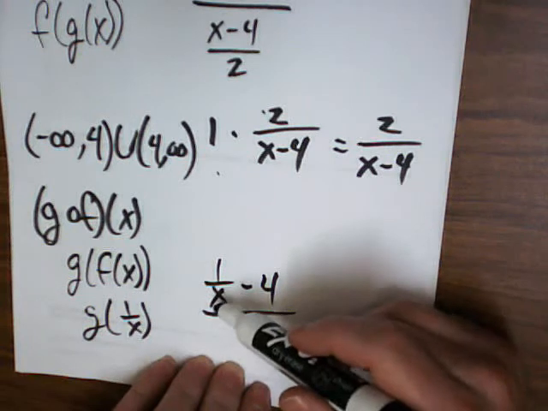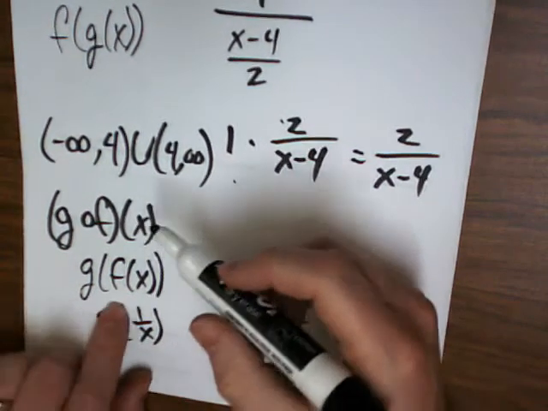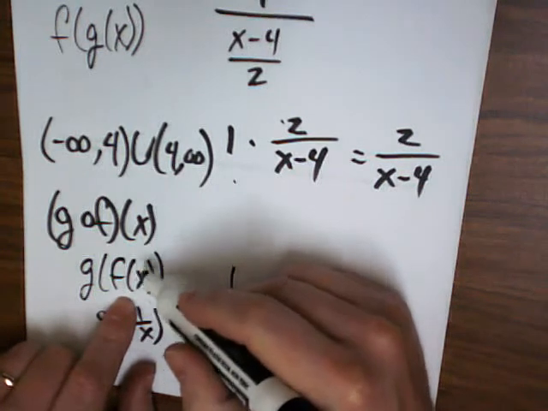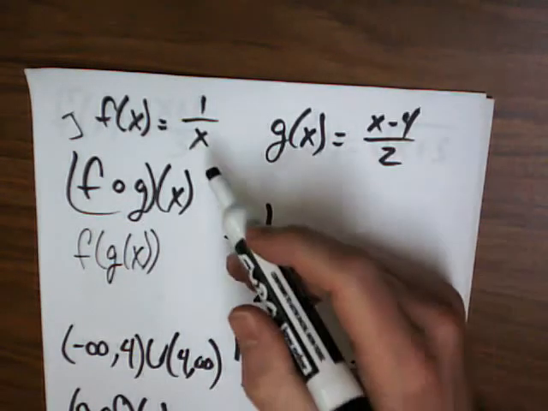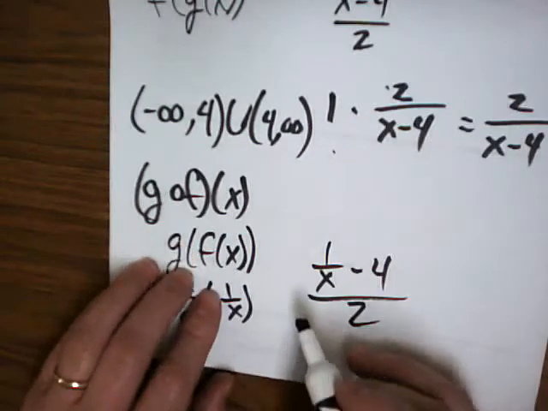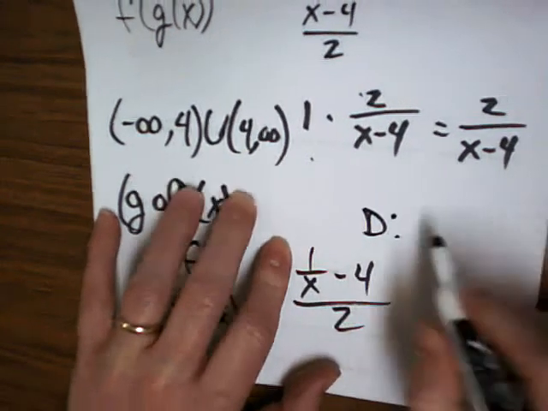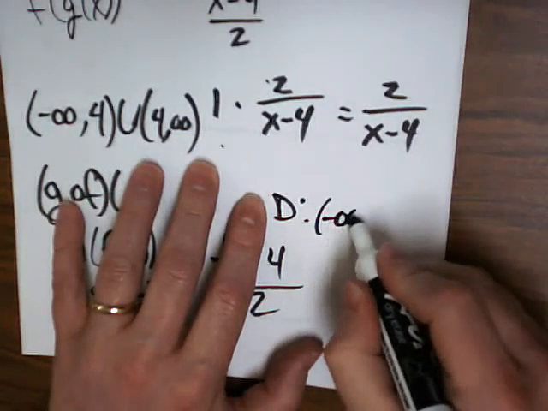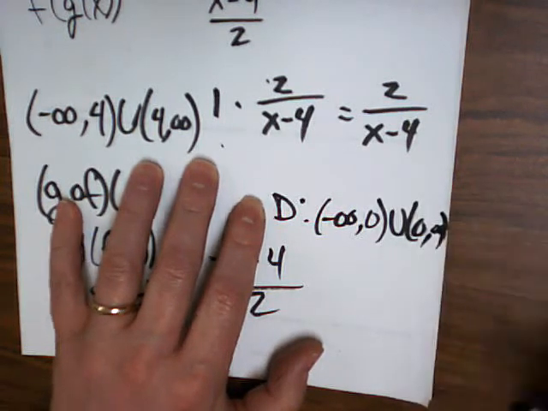0 will kill this because you can't divide by 0. And that makes sense because you couldn't put 0 into f to begin with. If you put 0 into f, it would kill it, and then you wouldn't have anything to put into g. So the domain of this composite function is different. The domain of this would be from negative infinity to 0, union 0 to positive infinity, with the parentheses at the end.